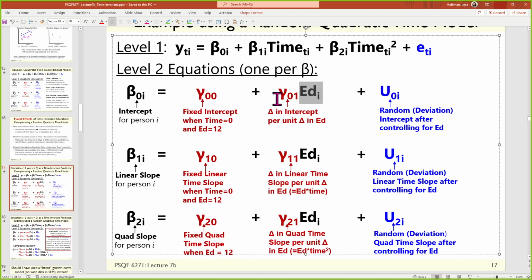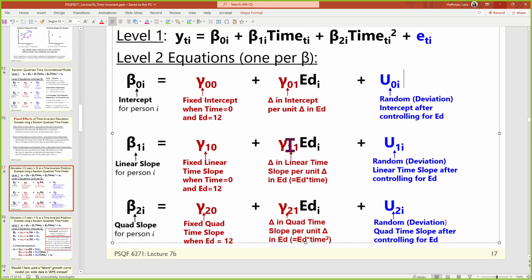So we have the main effect of education, predicting intercept variance. This right here is actually an interaction, and it has a special name because it's an interaction of variables at different levels. Do you remember the name for that? Starts with a C. Cross level. Cross level, yeah. This is a cross level interaction because time is level 1 and education is level 2.